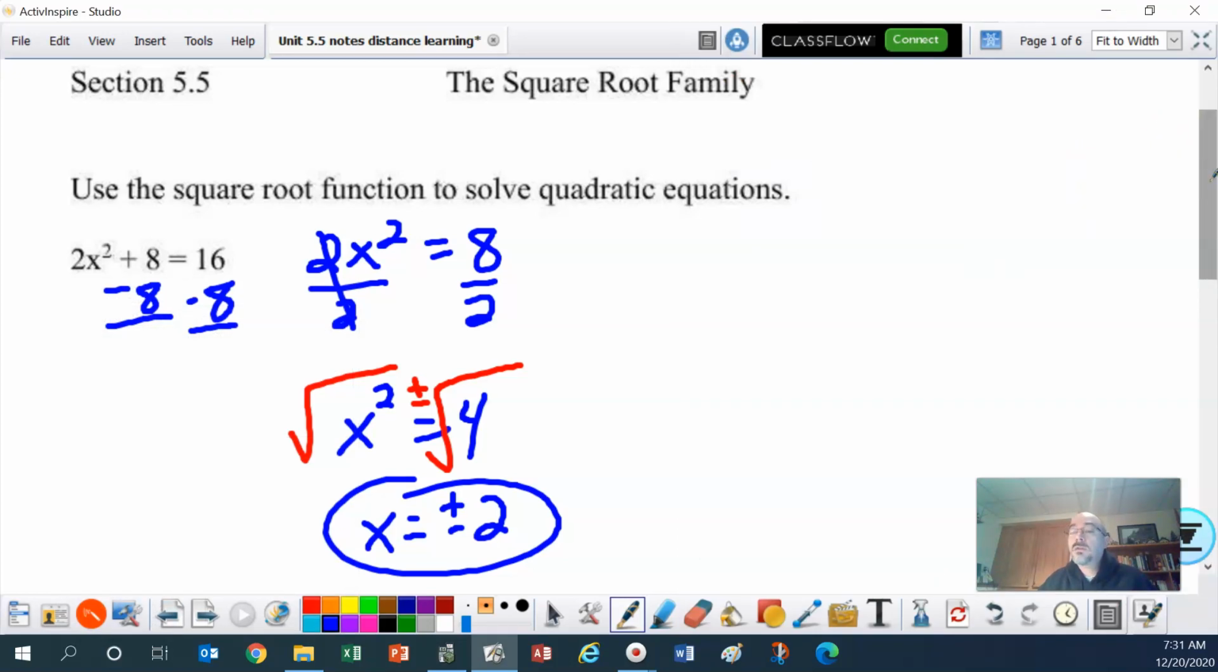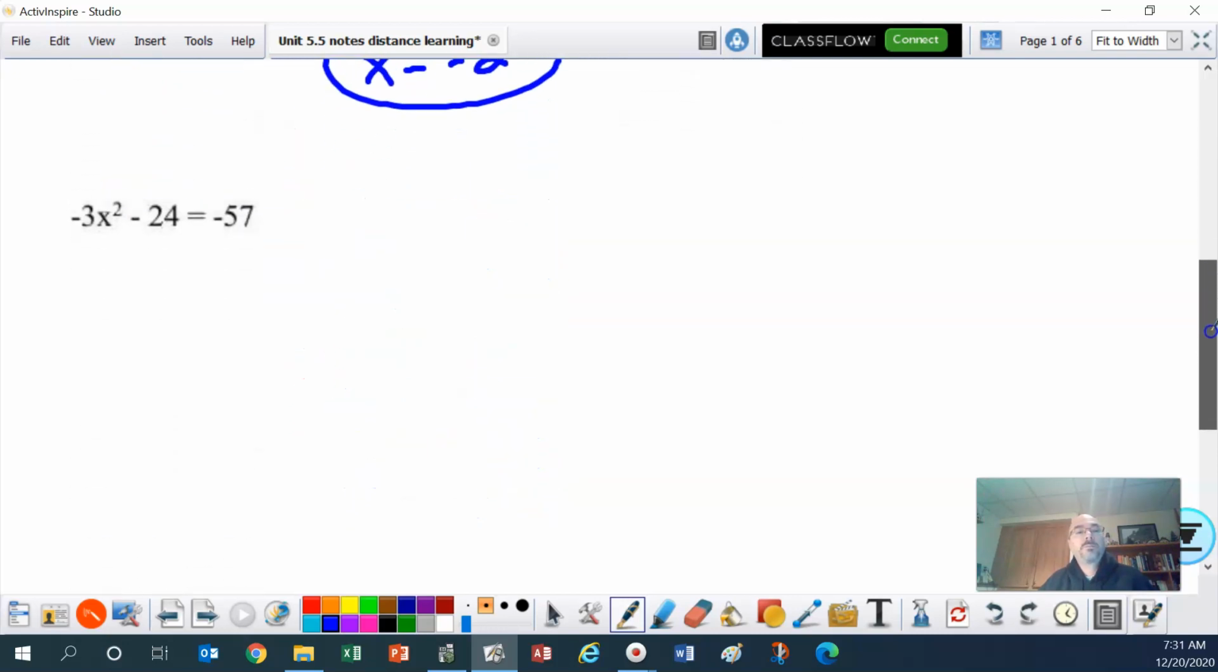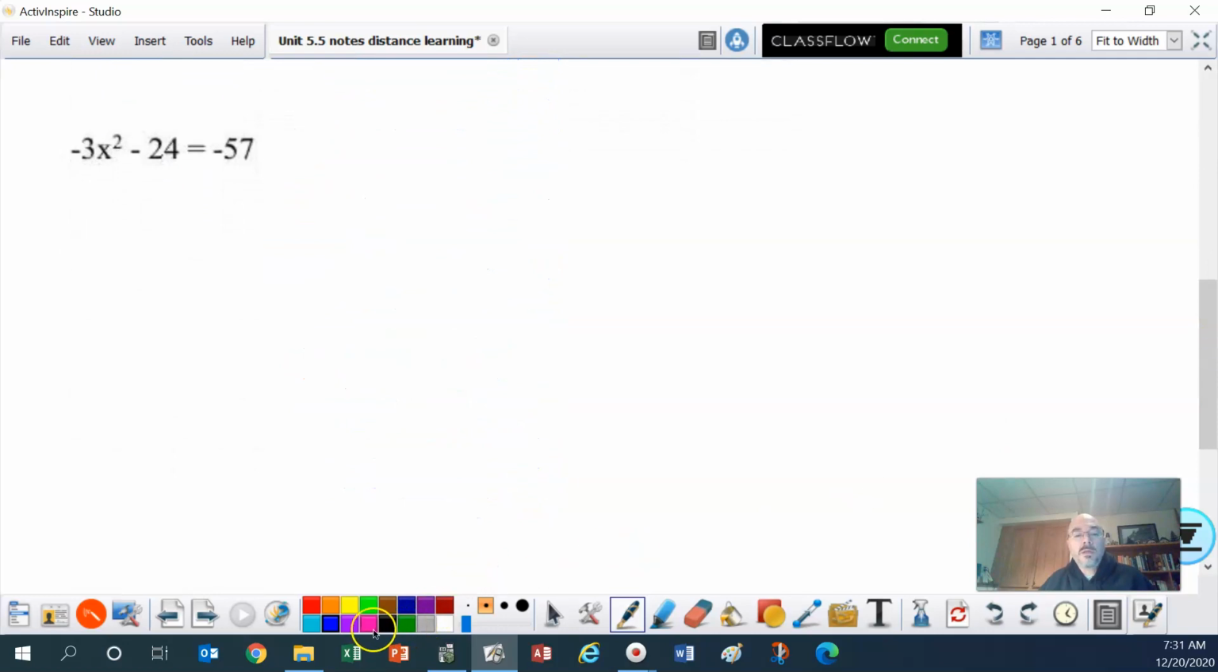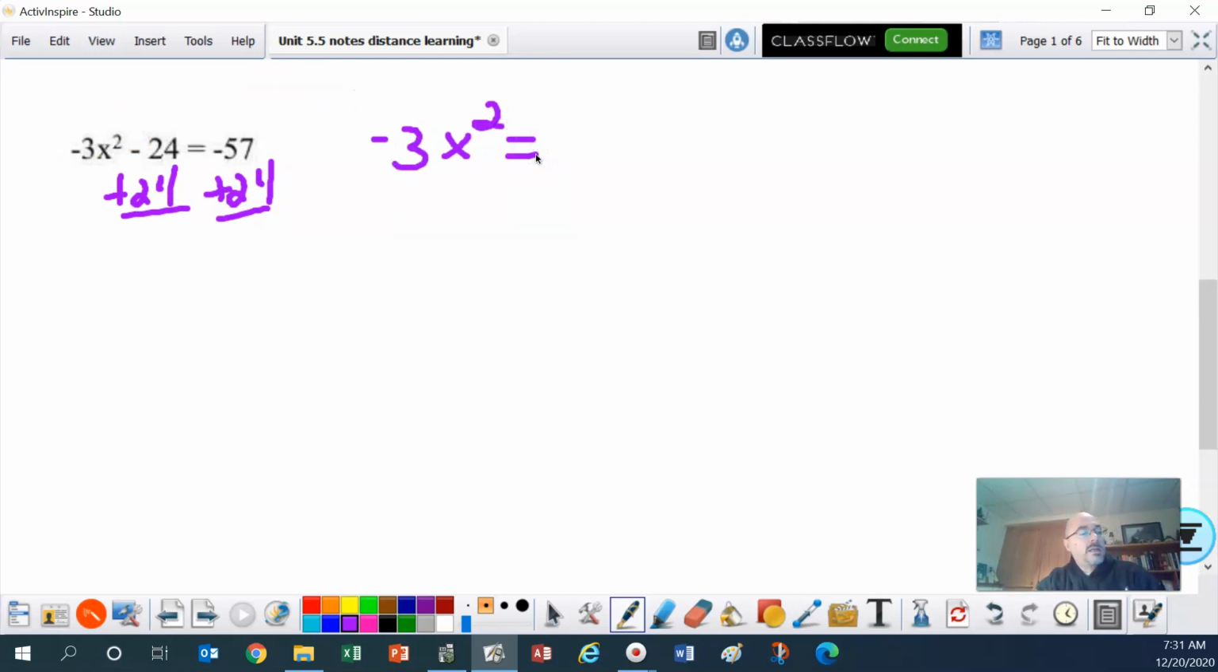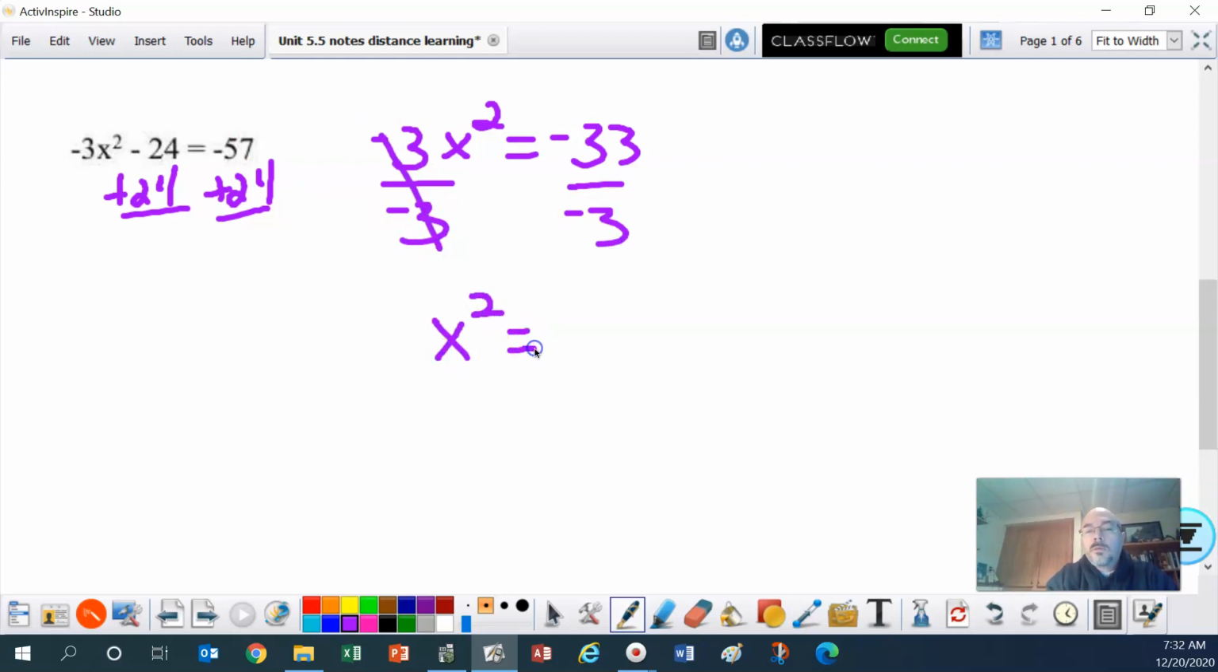Again, if I go too fast, please hit the pause button and then continue. All right, here we go. On this one, we are going to add 24 to both sides. Negative 57 plus 24, we're going to get negative 33. We're going to divide by negative 3, and we get x squared equals 11.